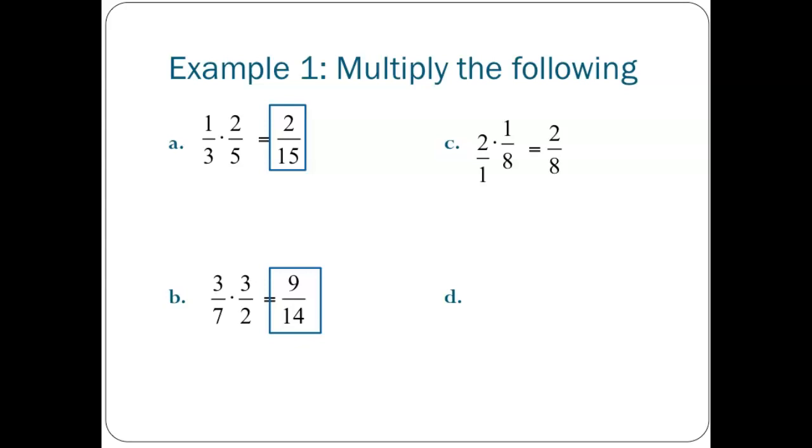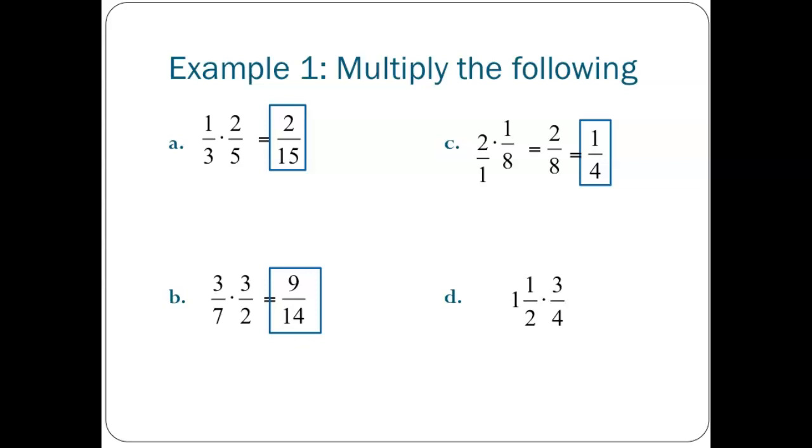And now we want to simplify this as much as we can. Now check to see if there's anything that will go into both 2 and 8 in this case. Both are divisible by 2. So if we divide both of them by 2, we end up with 1 over 4. So our answer here is 1/4.